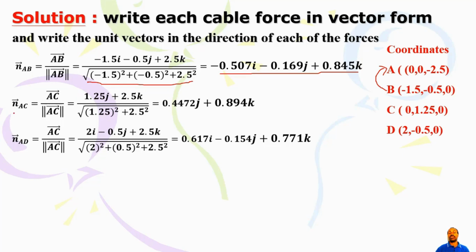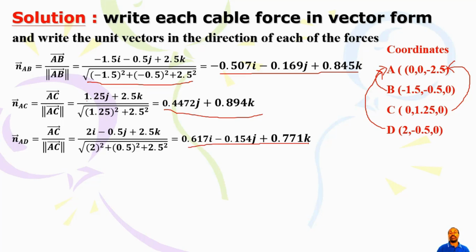And for AC, the unit vector in the direction of AC is C minus A divided by the AC magnitude. You follow the same procedure with these coordinates, C minus A. You subtract, then divide by its magnitude, and you have the unit vector in the direction of AC. Then for the unit vector in the direction of AD, again D minus A. You subtract D minus A, then divide by its magnitude, and you get this result.